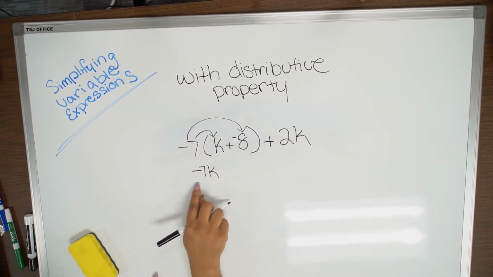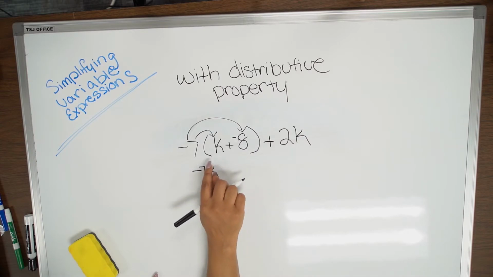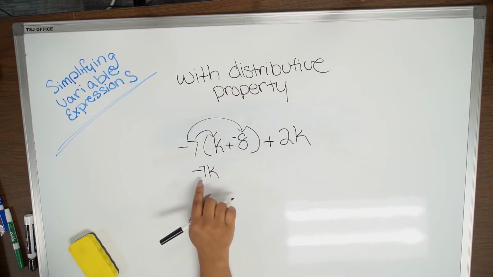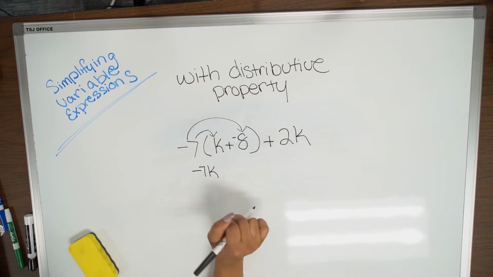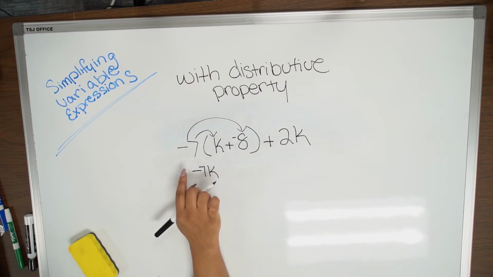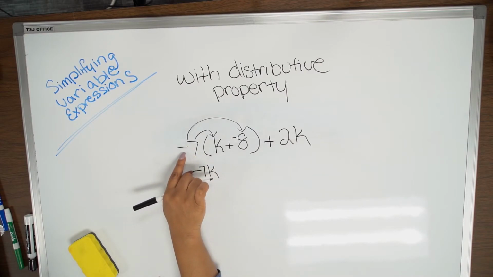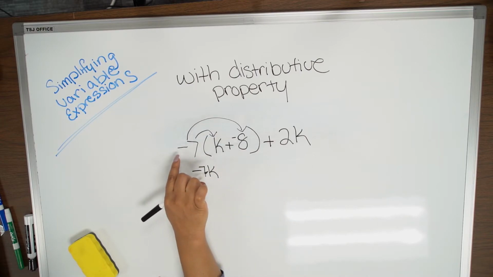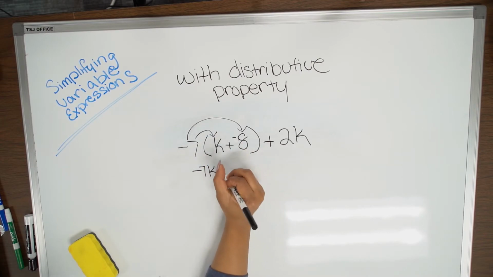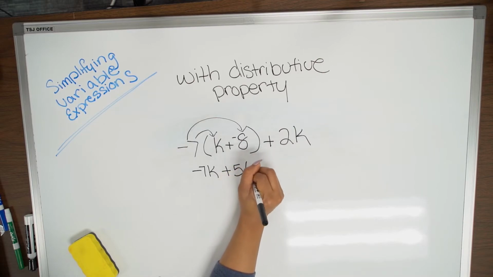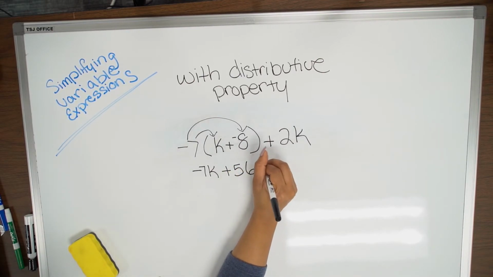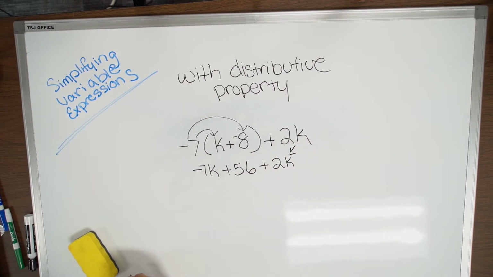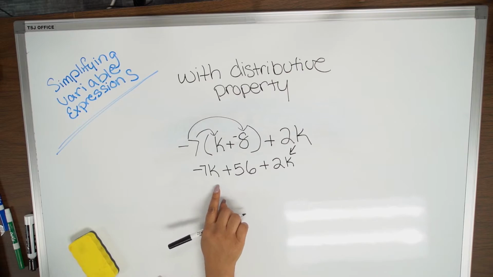Because that's still multiplication, but we don't know what k is, so we can't actually multiply anything. So this is still 7 times k, 7k. Okay? And then negative 7 times negative 8 is positive 56, because a negative times a negative is a positive. So plus 56, and then we're just going to bring down this 2k. All right?